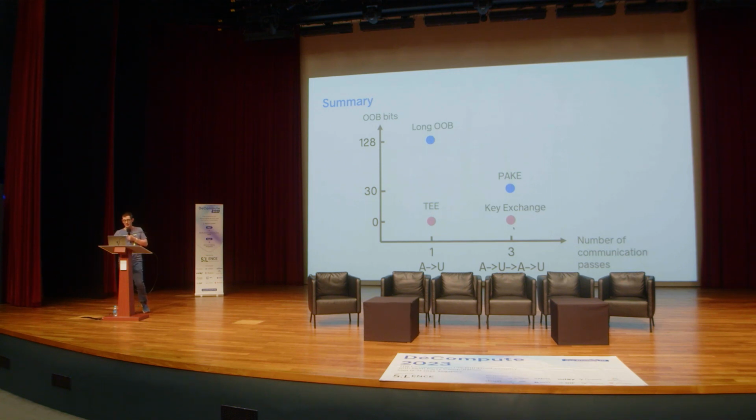If you're doing the unauthenticated key exchange, it will require 3 passes, but you don't need to type anything, no out-of-band communication necessary. And then if you want to do the authenticated key exchange, you can choose whether you want to do fewer rounds and send more bits, or you want to do more rounds and send fewer bits. So that's the summary.